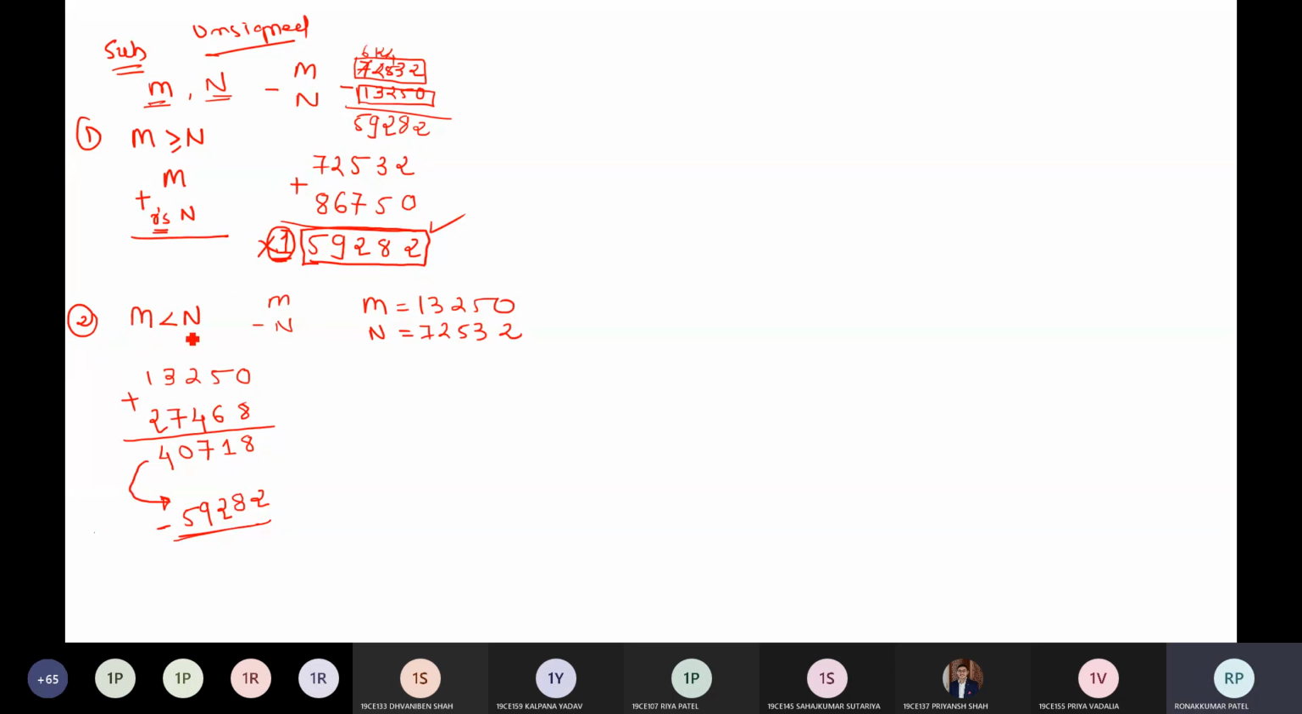If your m is less than n, then m plus r's complement of n. Add it, it will not generate the end carry. So in that case, you need to take the r's complement of your answer and put the minus sign, or negative sign. Okay, so this is your answer. This is what we have seen for unsigned numbers.